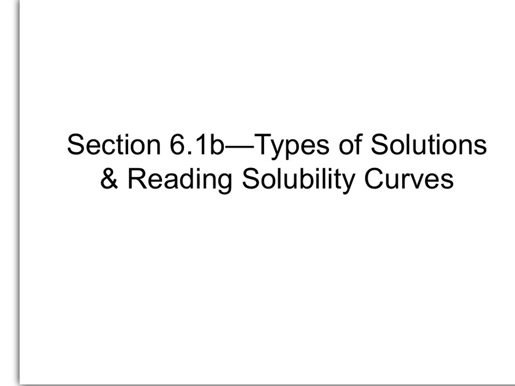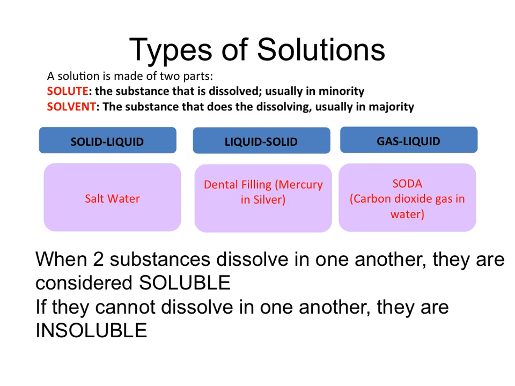Welcome back to section 6.1b, where we'll be talking about the different types of solutions and how to read a solubility curve. Recall from the last podcast that a solution is made up of two parts: the solute, which is the substance that gets dissolved, and the solvent, which is the substance that does the dissolving. When two substances dissolve in one another, they are considered soluble, like salt and water. This is probably the most common example used and one that you are most familiar with.